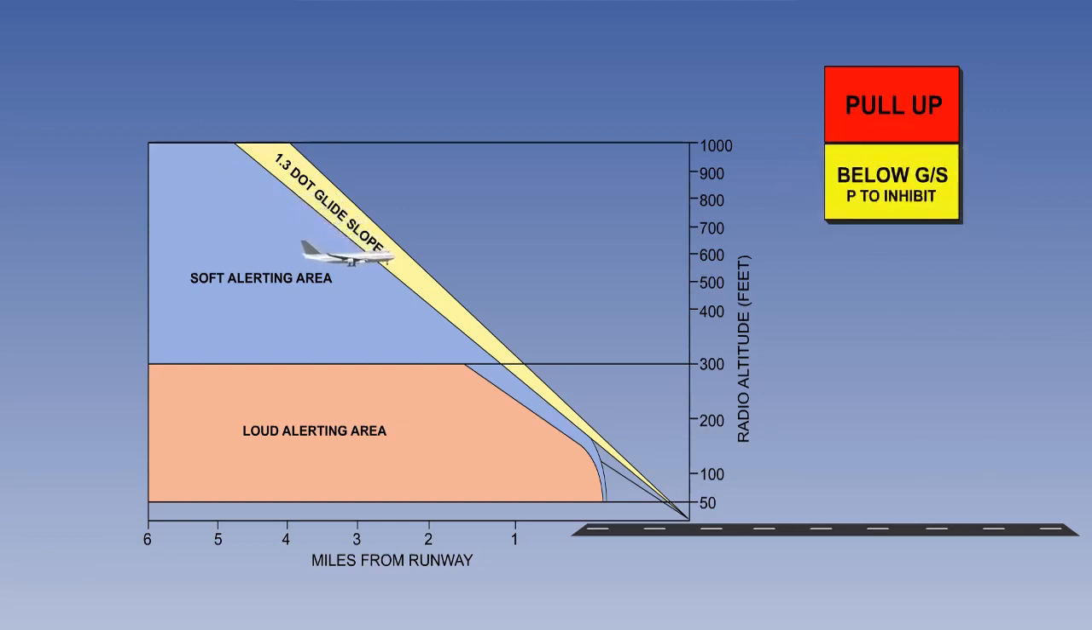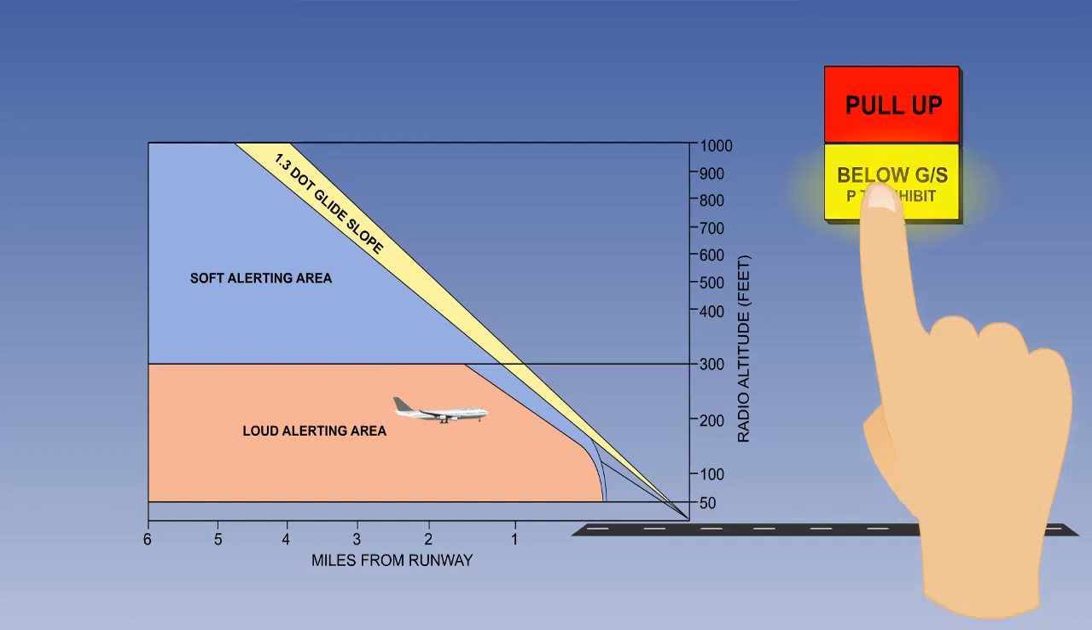In both areas, the voice message repetition rate increases as the glide slope deviation increases. "Glide slope." In the loud alerting area, the voice message amplitude is increased. "Glide slope." Mode 5 can be cancelled or inhibited by pressing either pilot's below glide slope light while below 1,000 feet radio altitude. It will rearm again on climbing above 1,000 feet radio altitude.